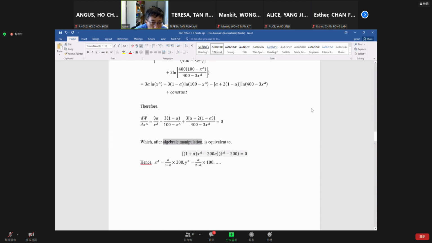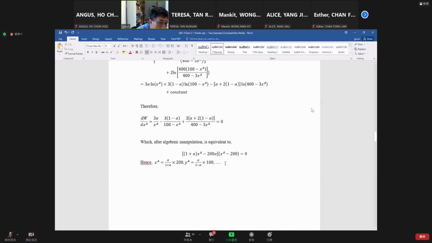And this term doesn't matter because XA can never be as big as 200 because we have only 100 altogether for X. So therefore, this term is never equal to 0. We get this one, we get XA equal to this. And then once you get XA, you also get YA and so on and so forth.